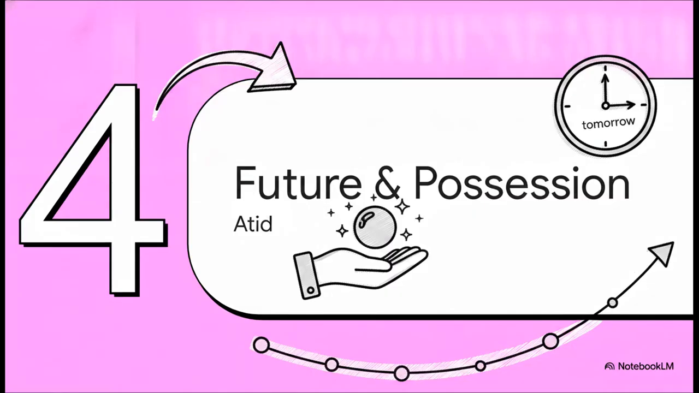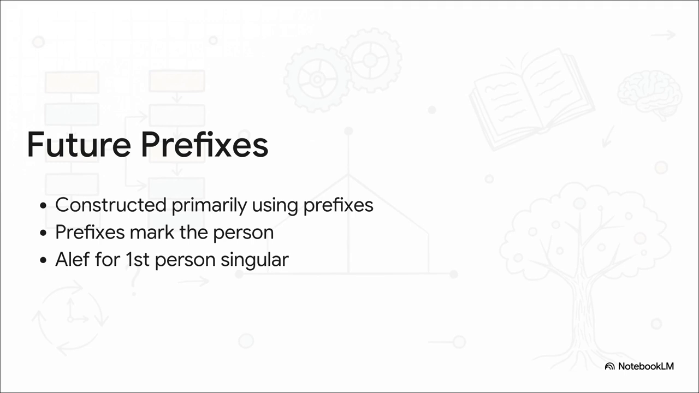All right, part 4, the future and possession. So remember how the past tense was constructed by snapping suffixes onto the back of our root block? Well, the future tense, atid, flips the script. It completely swaps the logic. The future is constructed primarily using prefixes. You literally snap them onto the front of the verbal root. And these prefixes are what mark the person performing that future action.